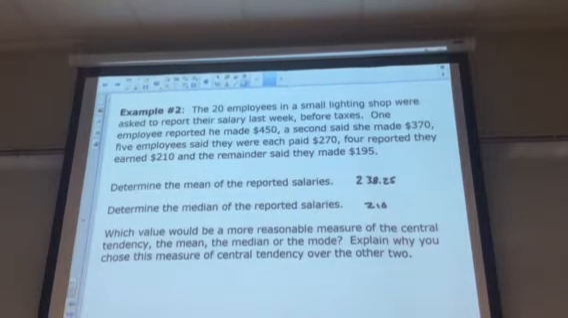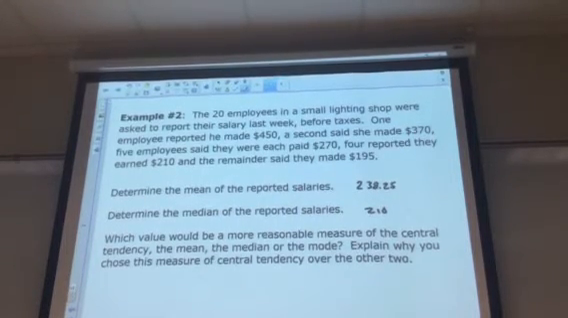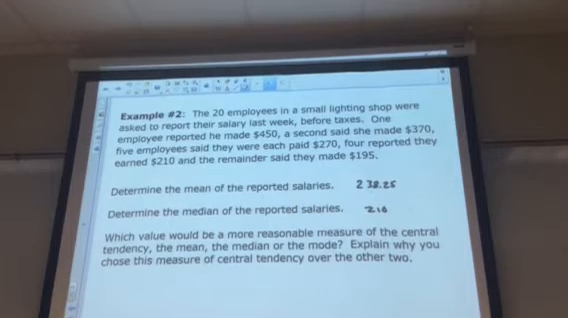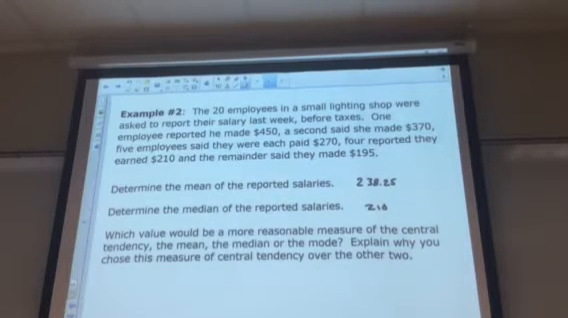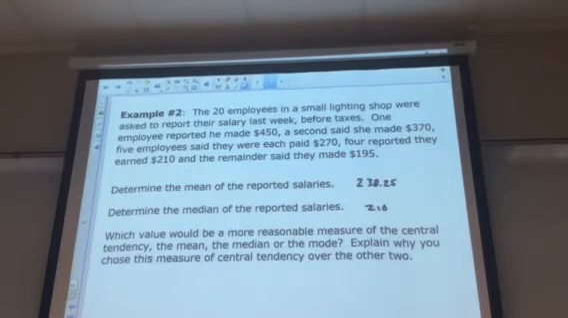195. Now, does that 195 come anywhere close to being in the middle? So it's not the best measure. That one's out right away. So now you've got mean and median to pick from. Which one do you think is going to be a better measure of central tendency? Why?